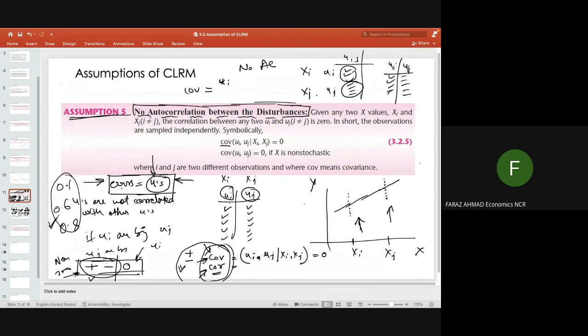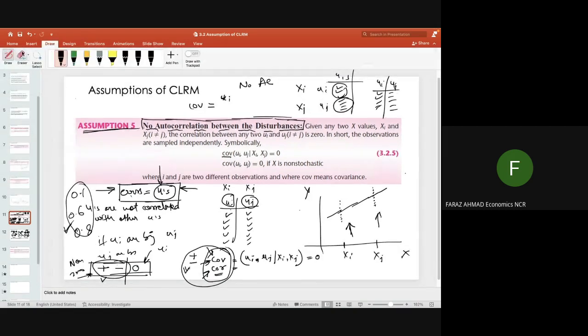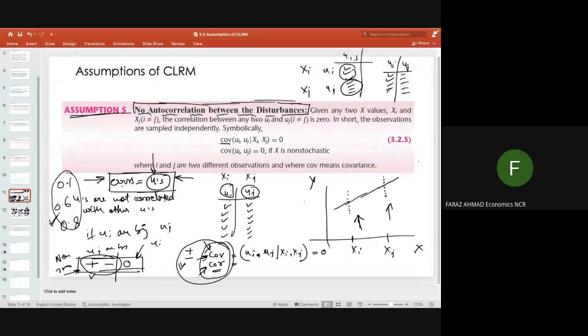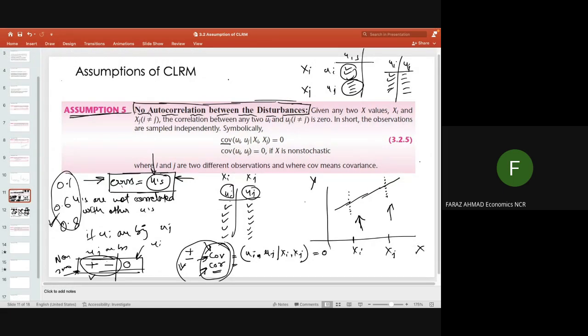If you find the covariance between the two, there is a simple formula for that. You have two variables x and y. You find xi minus x bar times yi minus y bar, add the products and divide by n. What you get is the covariance. If you divide the covariance by the product of the standard deviations of the two variables, what you get is the correlation. These are two simple formulas, but let's not go into the formulas. The concept is that both of them tell us about the strength of linear association.